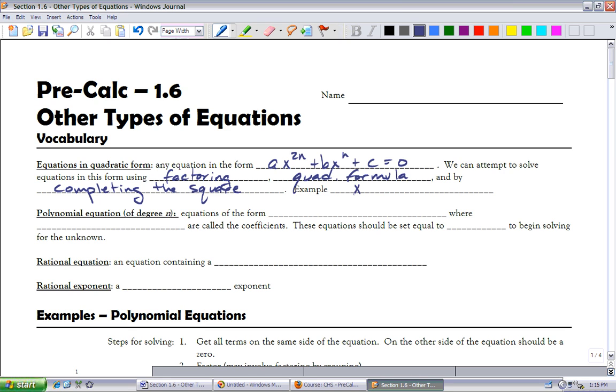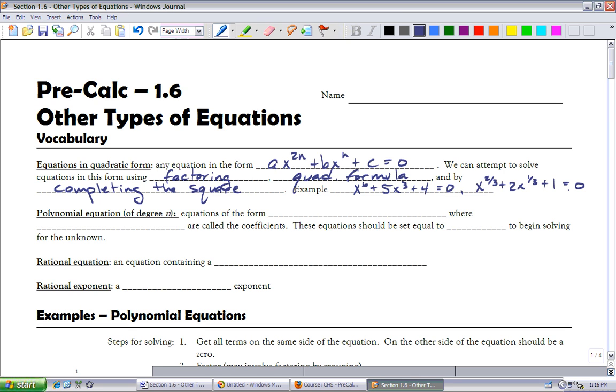Now, for example, you could have something like x to the sixth plus 5x cubed plus 4 equals 0. Here, you'll notice that you have a power of 6 and 3, and 6 is twice what 3 is. So that could be considered a quadratic equation in quadratic form. Another one would be like x to the 2/3 power plus 2x to the 1/3 power plus 1 equals 0. Those are both equations in the quadratic form.